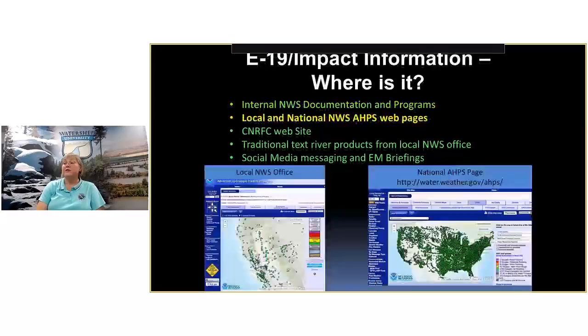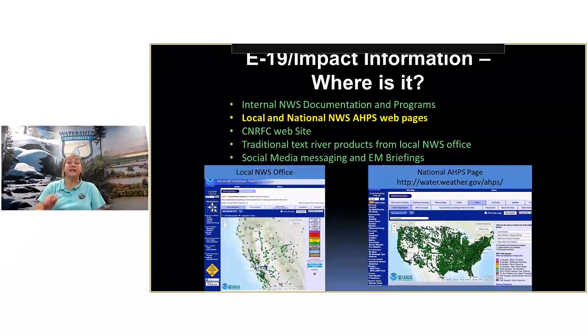The local National Weather Service pages and the National Water Hydrology page have those on them as well. If you look at the two images on here, on the left is the Sacramento National Weather Service's AHPS page, the Advanced Hydrologic Prediction Systems page, and the national version of it. Each of those green or colored dots is an official river forecast point for the National Weather Service.